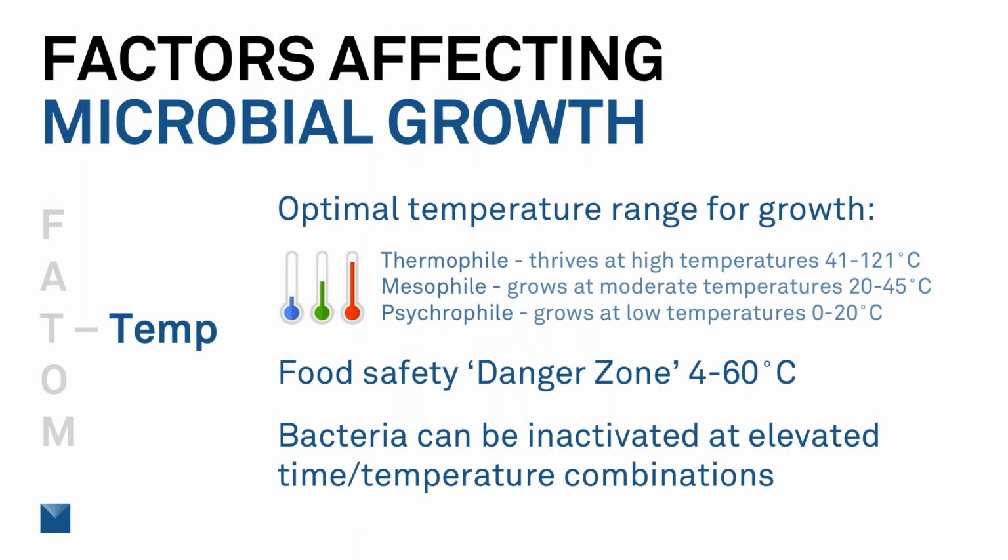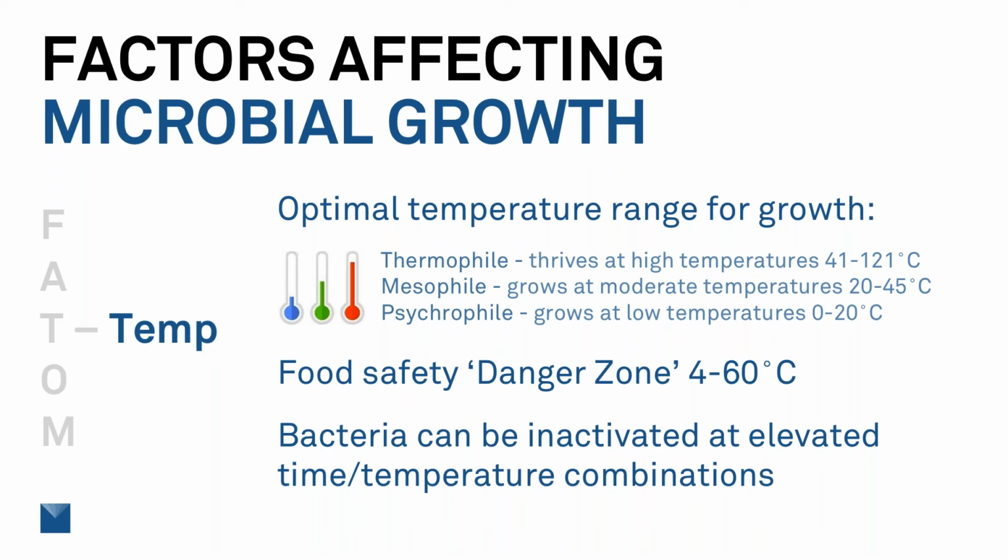Next is temperature. There are 3 different temperature ranges for growth. We have the thermophile, which thrives at high temperature. So this would be more like a hot springs, and you can see algae growing in that. We have the mesophile, which is the more moderate temperatures, more like body temperature, and the most common temperature zone for microbial growth. And we have the psychrophile, which is at low temperatures.